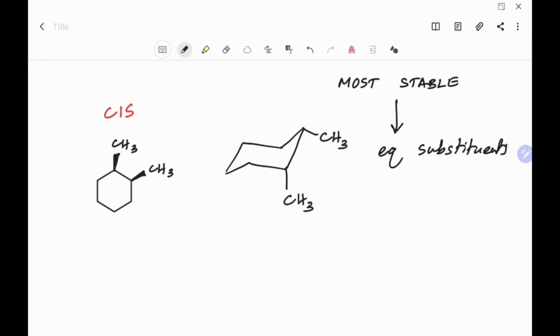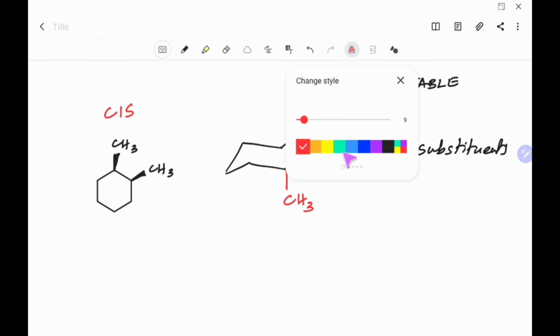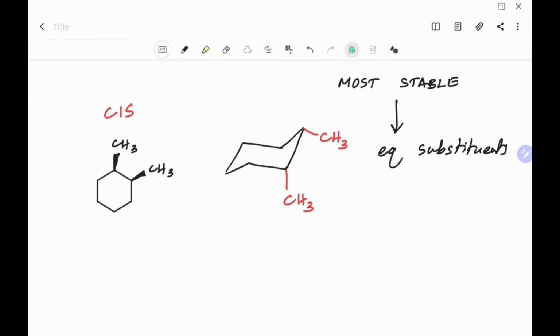Okay, so this is what I get. Both substituents are pointing down. So this one is cis. But let's look at the equatorial ones. Okay, let's mark them in teal. So this one is equatorial and the red one is axial. So this one is axial, which is not good. The blue one is equatorial. This is good.